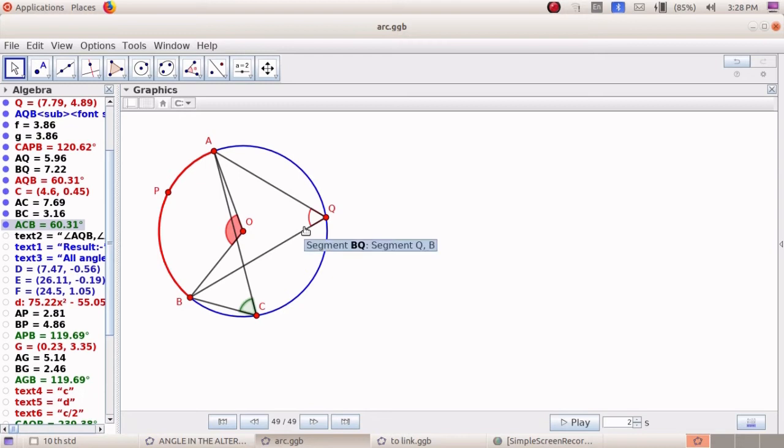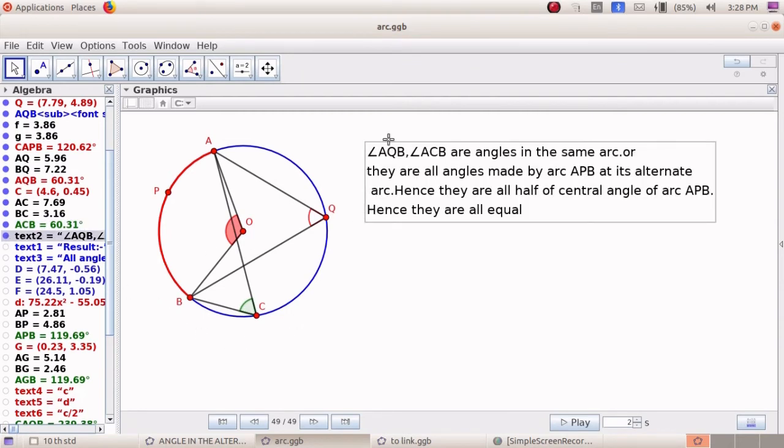Okay, let us write these things here like this. Here AQB and ACB are angles made by the arc APB at its alternate arc, and their measures are half of the central angle of the arc APB, hence they are equal. Hence angles in the same arc are equal, and angles made by an arc at a point of its alternate arc are equal. Let us write these things like that. You have to draw such a figure at first, then write down this argument in your notebook. Pause the video and draw the figure, then write this.